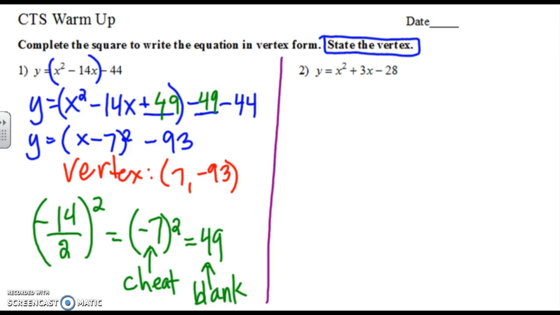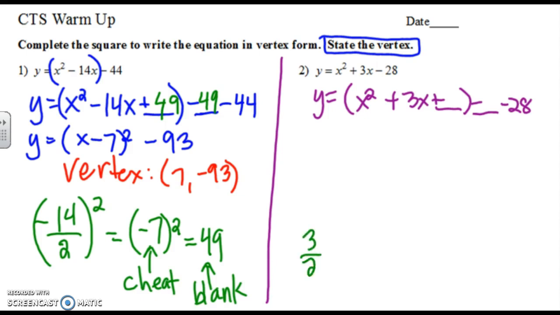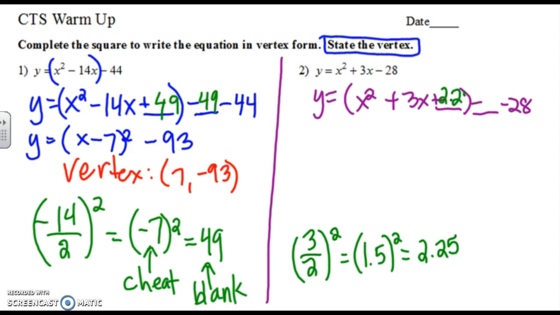If we do the same thing for this one, we get y equals x squared plus 3x plus blank minus 28. This doesn't work out as nicely because dividing by 2 doesn't come out to a pretty number. That not pretty number is 1.5. And when you square 1.5, you get 2.25. So again, 2.25 goes in the blank.